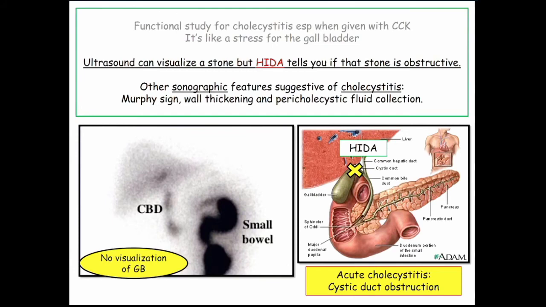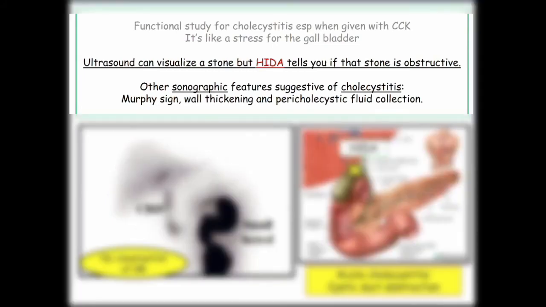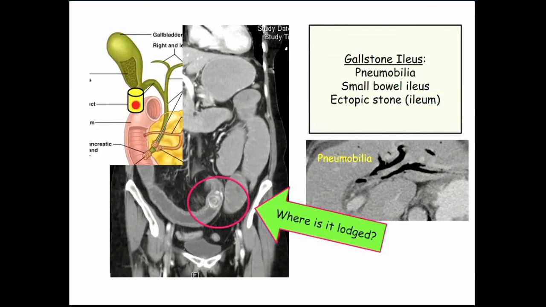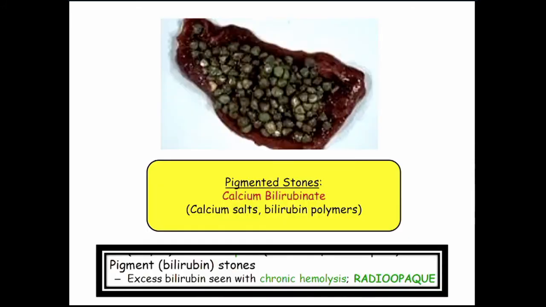And compare and contrast that with ultrasound. So ultrasound can tell you there's a stone, but the presence of a stone alone doesn't make right upper quadrant pain cholecystitis, because stones are common. So the HIDA tells you if they're functionally relevant. Now, that's HIDA versus ultrasound, generically speaking. The ultrasound does have features suggestive of cholecystitis, like Murphy sign, wall thickening, pericholecystic fluid. So I'm not dissing ultrasound, but on the boards, the way they're going to use ultrasound versus HIDA, just be forewarned. And again, here's the gallstone ileus. They may ask you where it lodges, the ileum, and we already talked about pneumobilia.